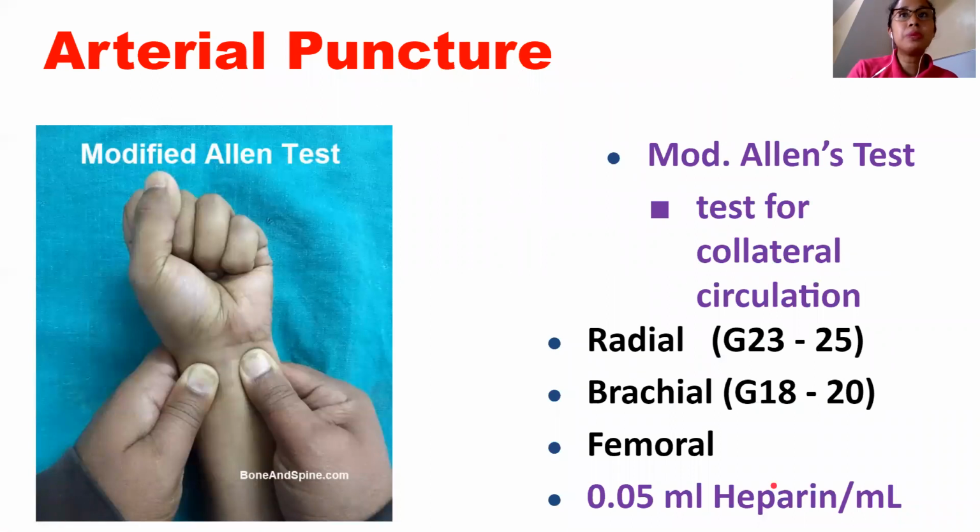Yan. Sa arterial puncture class, before performing arterial puncture, kung gagawa ka man, kung walang respiratory test, we first perform a modified Allen test. The person should be positive for modified Allen test to continue doing arterial puncture. For modified Allen's test class, we are checking for collateral circulation.